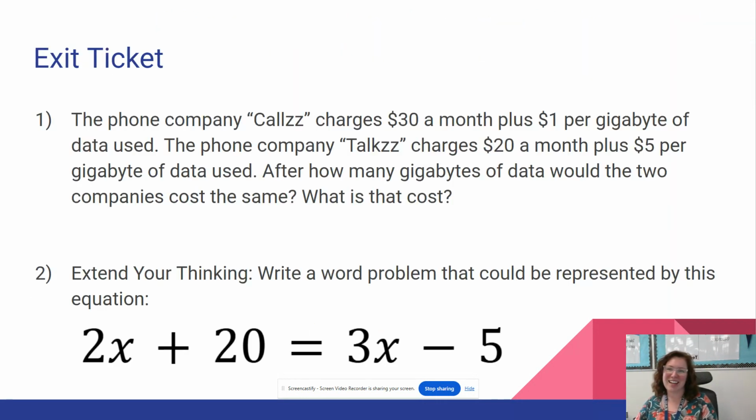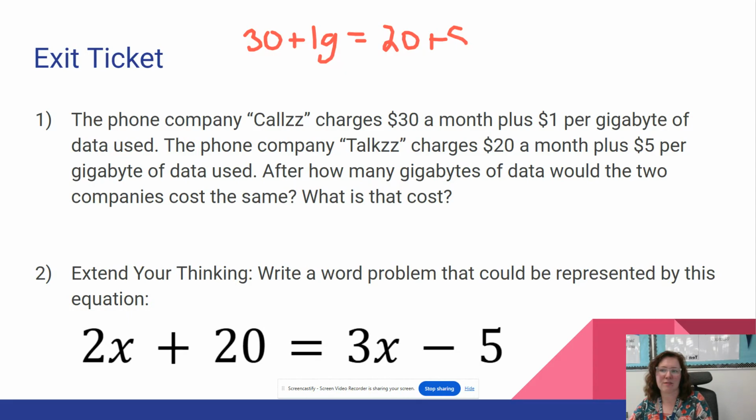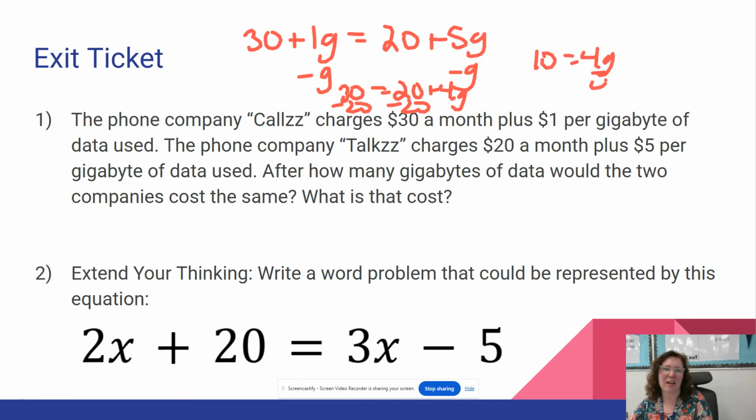Whew. Then our exit ticket ended with a similar type of problem. We have $30 a month plus $1 per gigabyte, and it has to be equal to $20 a month plus $5 per gigabyte. After how many gigabytes of data would the two companies be the same? Subtract G on both sides. We get 30 equals 20 plus 4G. Subtract 20 on both sides. We get 10 equals 4G. Divide by 4, and it's like 2.25, I think, or something like that.